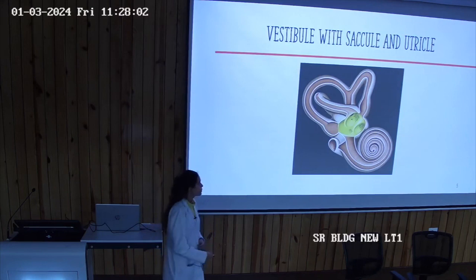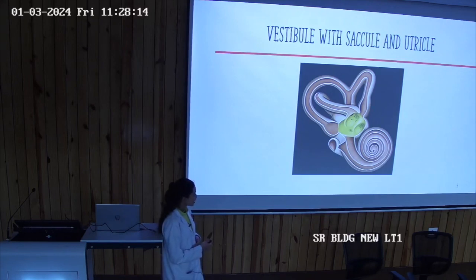Coming to the vestibule and the saccule and the utricle, the vestibule is the medial part of the bony labyrinth. It consists of four walls: the anterior wall, the posterior wall, the medial wall, and the lateral wall. The anterior wall bears an opening which leads to scala vestibuli. The posterior wall has 5 openings for the 3 semicircular ducts. The lateral wall communicates with the middle ear cavity.